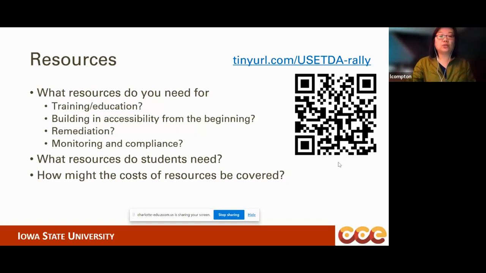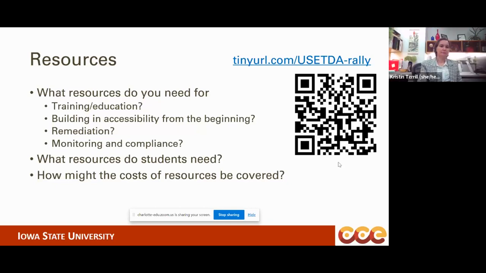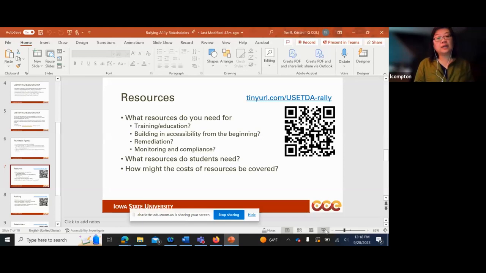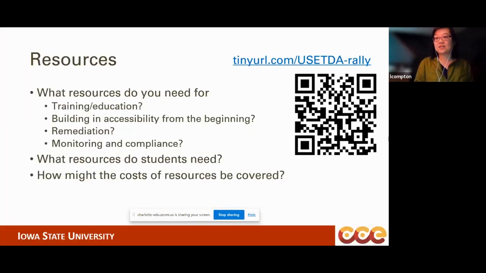So if you want to go ahead and open up, Kristin, can you copy the tiny URL into the chat box so that people can just click on it? Once the link is there, you can click on the link and go to Padlet, and you will see the first row of prompts are under the header resources. The first question is, what resources do you need for the four areas? And then you would just type your comment at the bottom. If you have a Padlet account, you can sign in and it would list your name. If not, you might just be listed as anonymous. That's okay. Or you can type your name first and enter your comment, right?